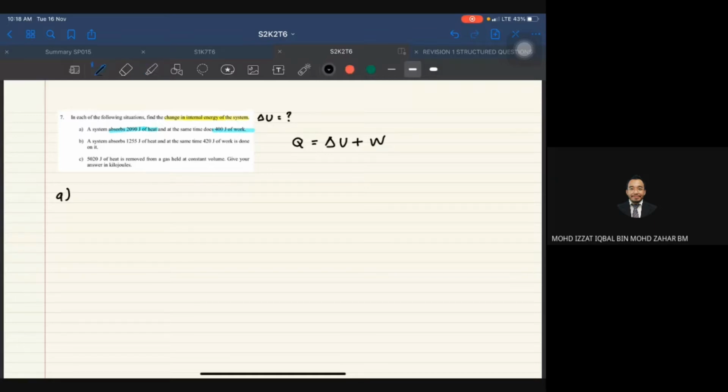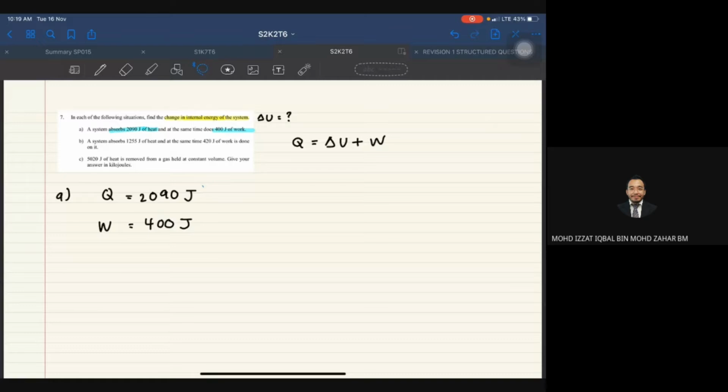So if you want to take the information out, you write down the numbers. Okay. Yang 2090 tu dia represent by symbol apa? Q. 2090 tu apa? Energi apa? Q. Okay, Q, heat. Okay, good. And then yeah, at the same time does 400 joule of work tu? W. Okay, very good. So you get this one correct.